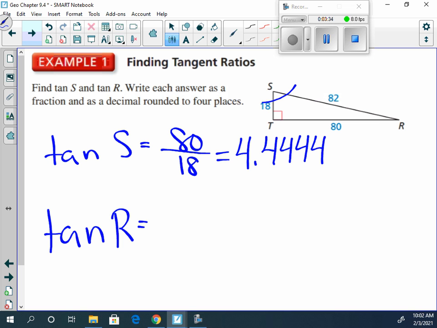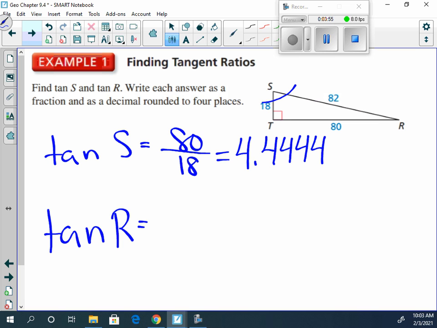Why is tangent greater than 1 here? Well, we're not dealing with the hypotenuse. The hypotenuse is the biggest side. And since we're not dealing with the hypotenuse, where the biggest number has to be on bottom, we can get a number greater than 1 for tangent.